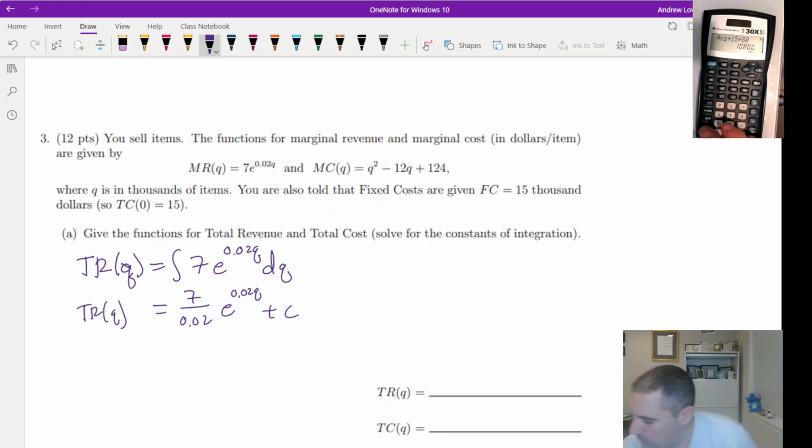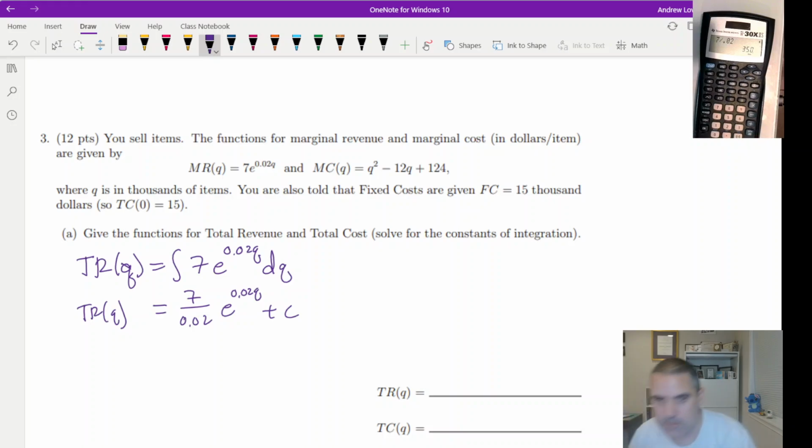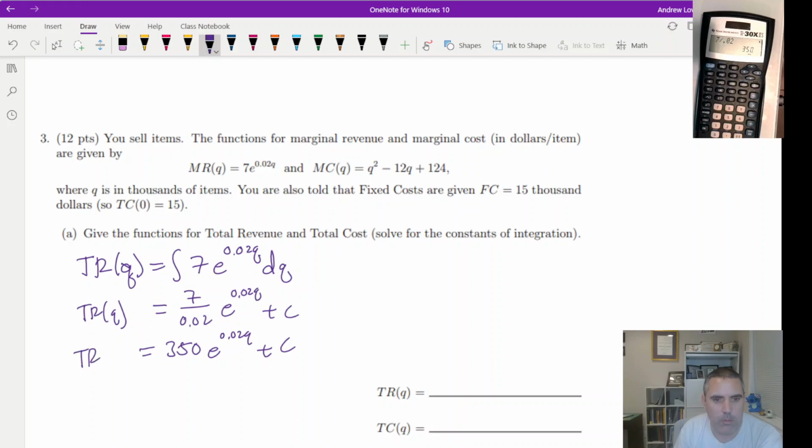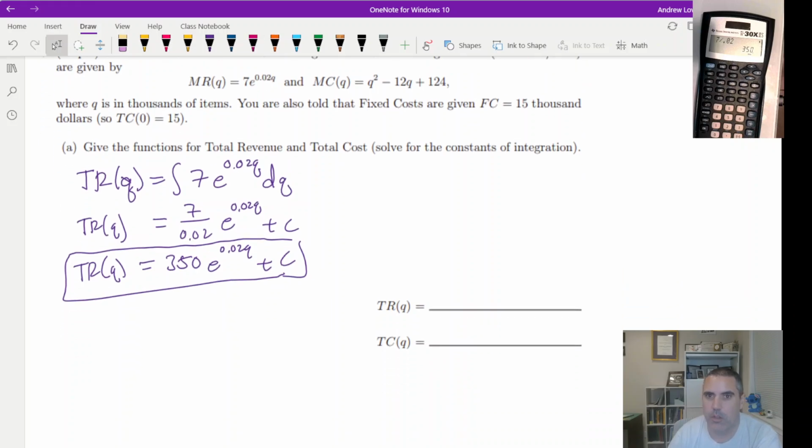Now for me, I would definitely want to plug this into my calculator because I don't like 7 divided by 0.02. Let's calculate that. That's 350. Just going to make it a little easier for us to work with. 350 e to the 0.02q plus c. Now, if I remember right, a lot of students assumed this was 0 because they're like, well, total revenue at 0 is 0. It is true that total revenue at 0 is 0, but you have to always plug in. This is a good example of that. And we saw that in the homework.